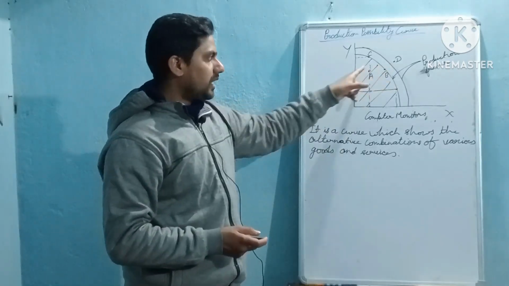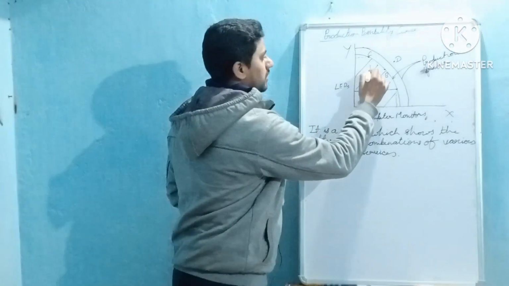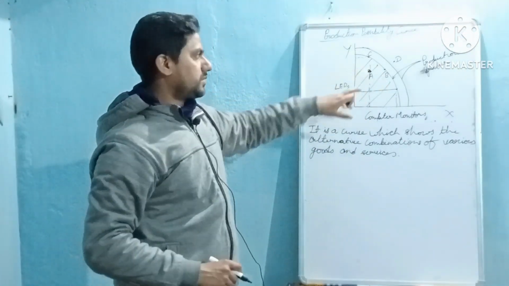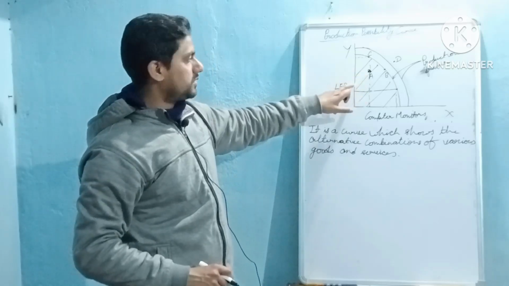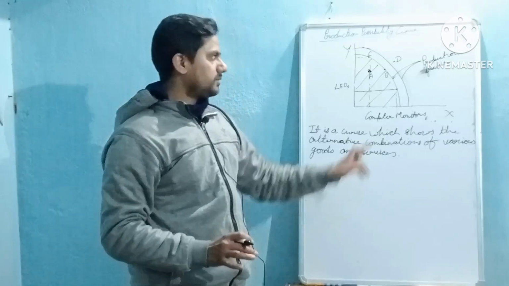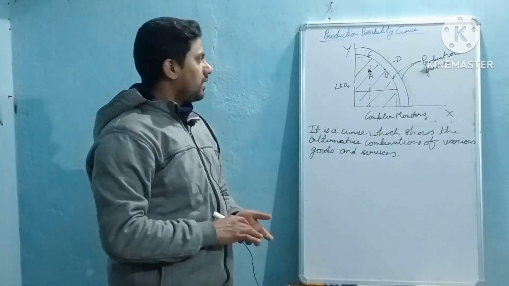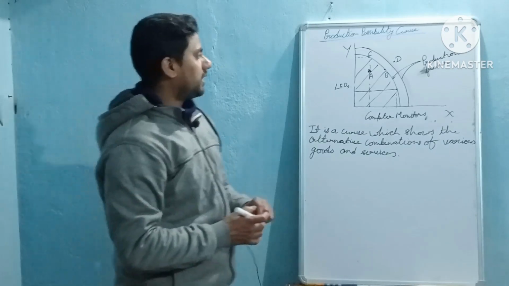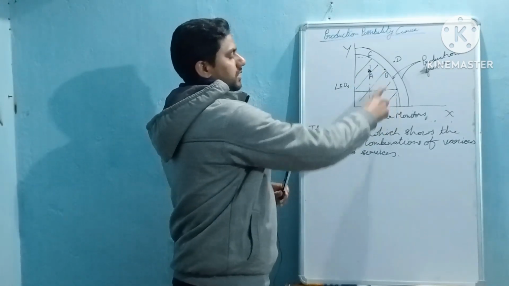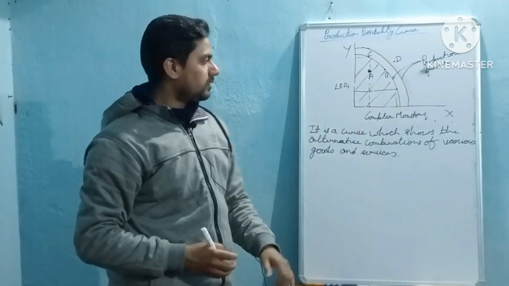But to the left it is possible, just like at point A. At point A, it is possible to produce. That means whatever combination of goods and services we want to produce at point A is feasible, but at point D it is not possible. Okay, and this first curve you see, why I have drawn the second curve, that I will explain later on.